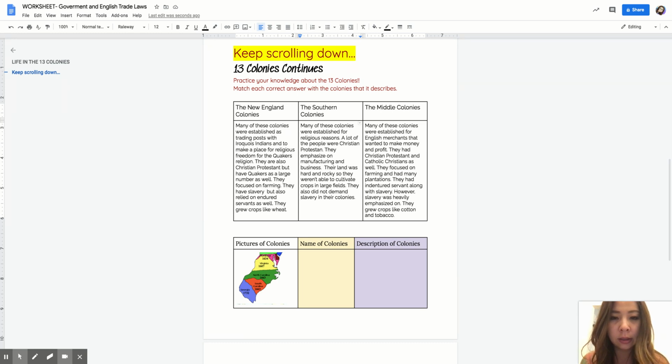They also did not demand slavery in their colonies. Well, it's not that they didn't demand slavery. They did not demand as much slavery, right? They relied a lot more on indentured servants.